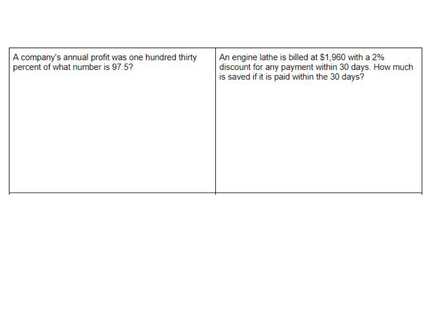Classic. Okay, so what we're going to do is, again, use this percent formula, P equals R times B. And I can use this formula to find the percentage, which is our output, our rate, which is our percent, or even the base, which is what we're starting with. So this next one says a company's annual profit was 130% of what number is 97.5.